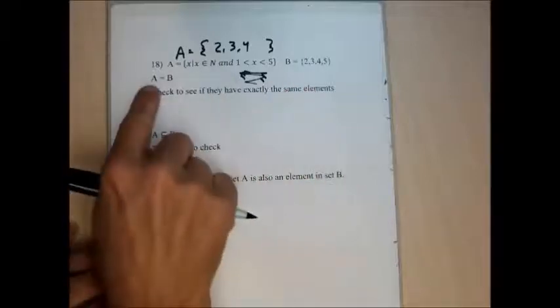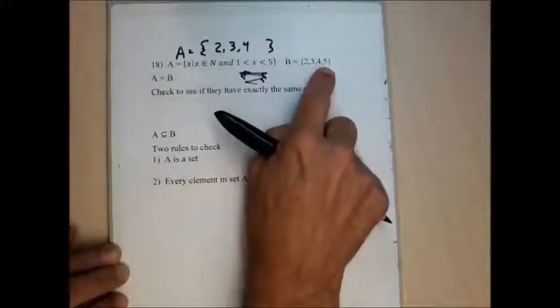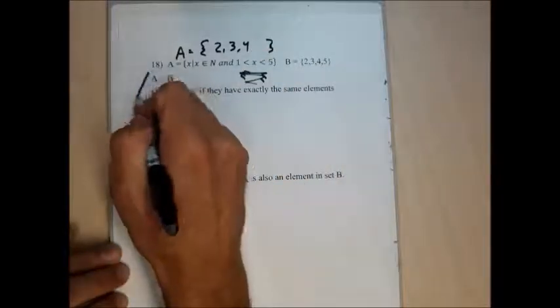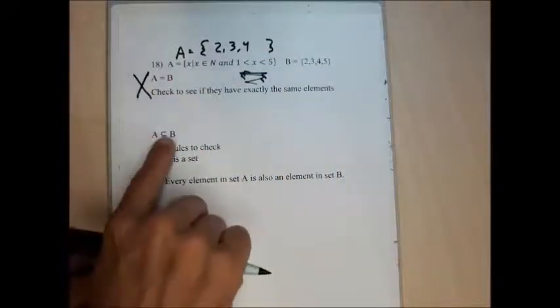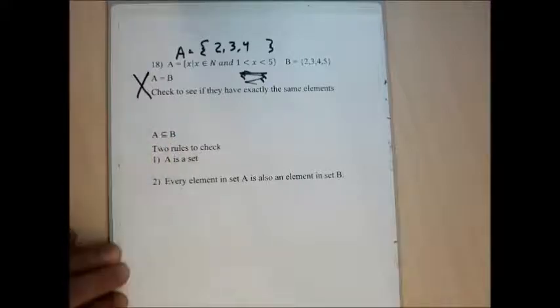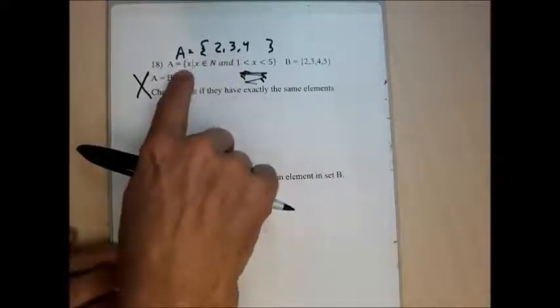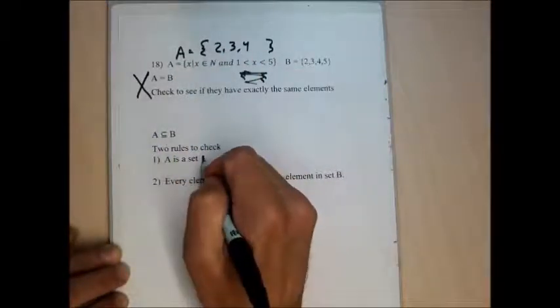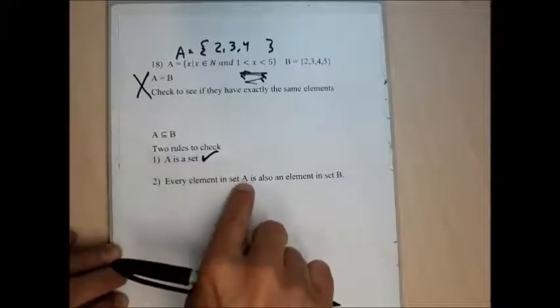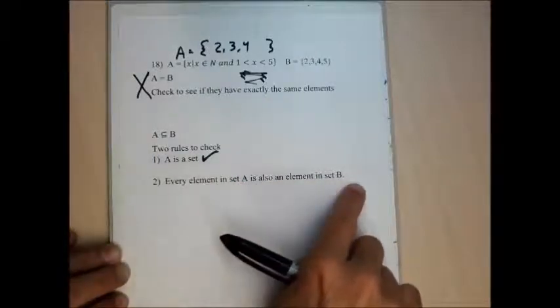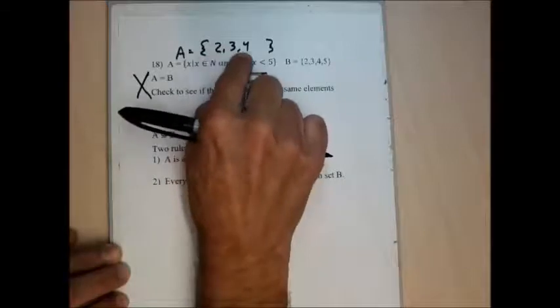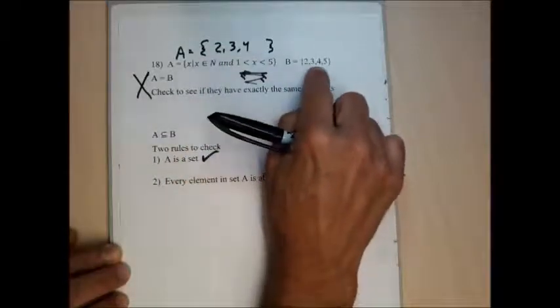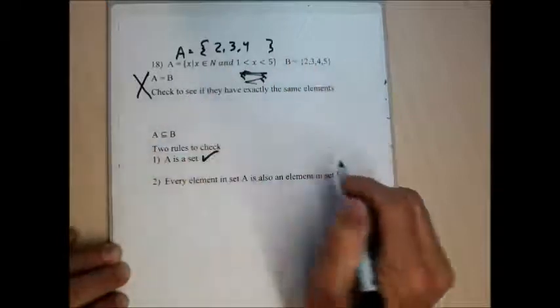The first item I'm going to check is to see if A is equal to B. For the sets to be equal, they have to have exactly the same elements. B has the number 5 that A doesn't have, so these sets aren't equal. Next, I'm going to see if A is a subset of B. For A to be a subset of B, it needs to be a set. Well, it was a set initially written in set builder notation. I rewrote it in roster form, but A is most definitely a set. The second thing I need to check is whether every element in A is also an element of B. A has the elements 2, 3, and 4. B also has 2, 3, and 4, and that's enough for this rule to be satisfied.